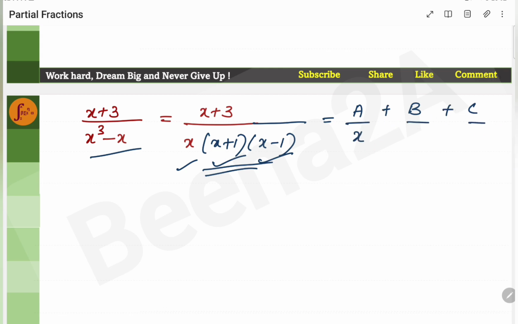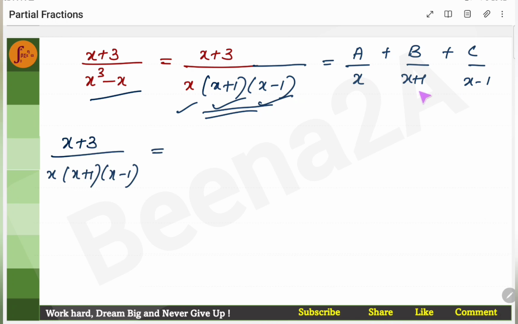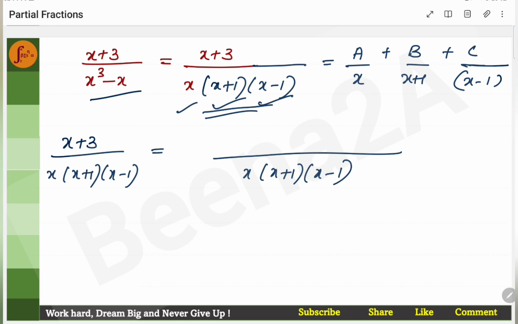One denominator will have x. For this I'll have x plus 1. For this I'll put x minus 1. Now I'll solve this. If I take the LCM, all these 3 terms will become the LCM, right? Because all 3 terms are different. LCM will have all different terms. So now what should I multiply with A?